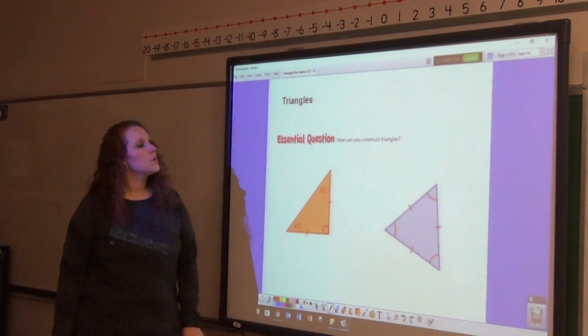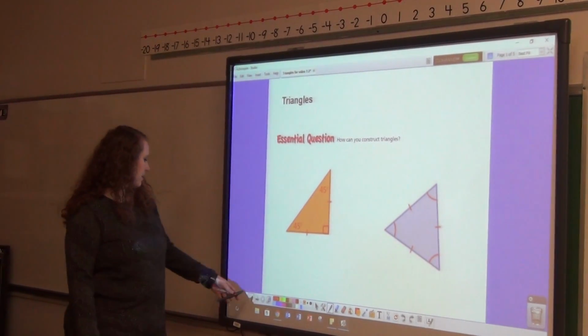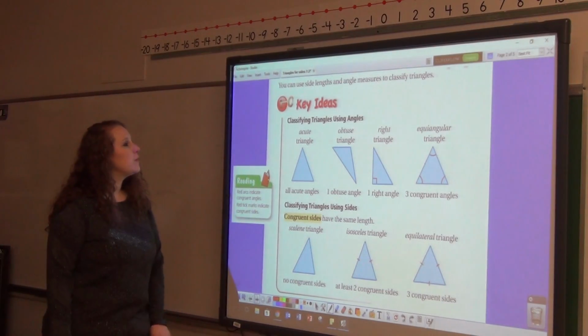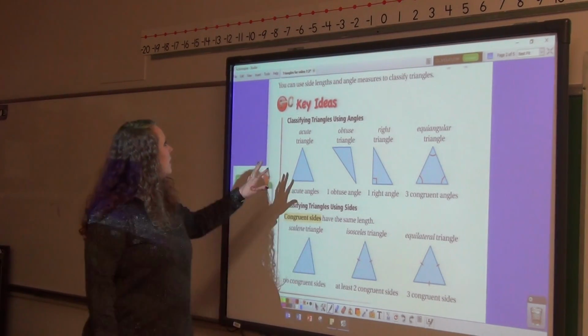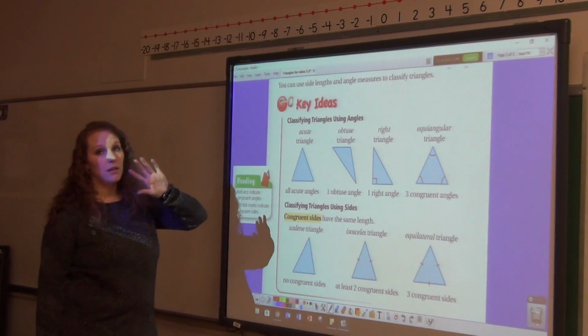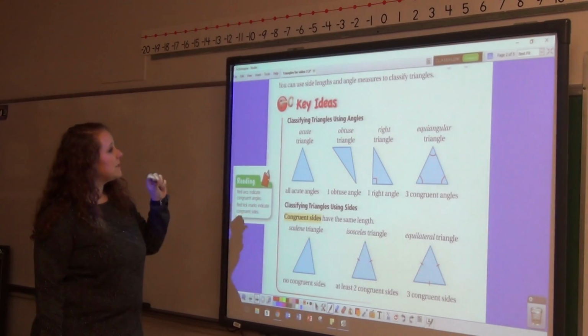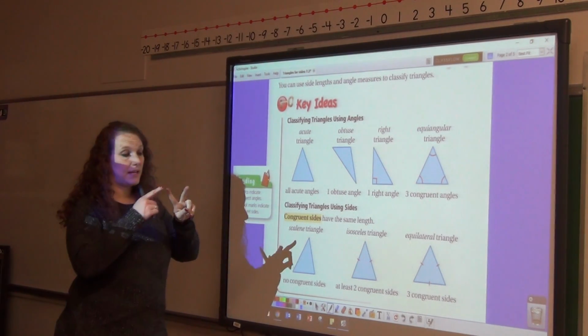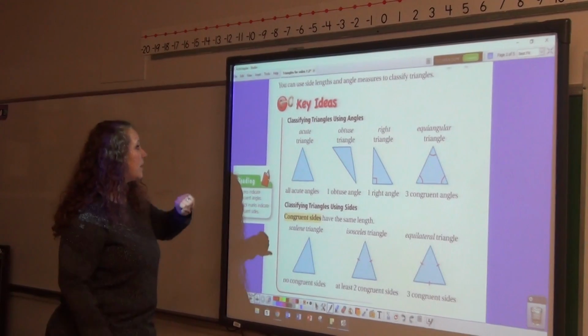We are going to construct triangles. Here we go. First, we need to review our triangle names. We can classify triangles in two different ways, by its angles and by its sides.